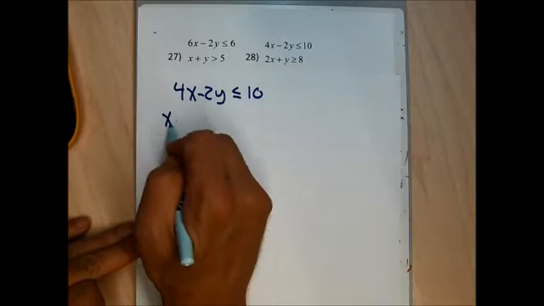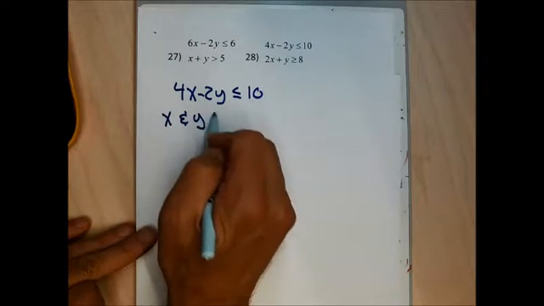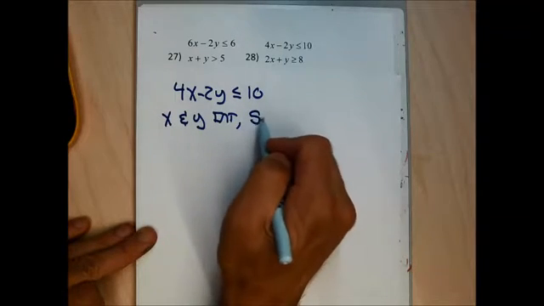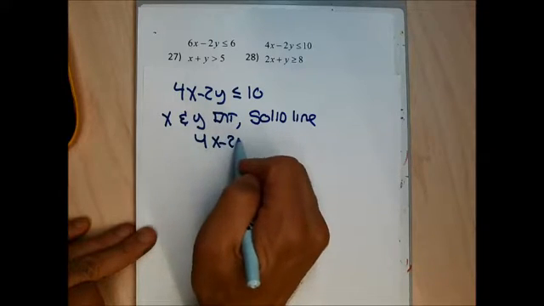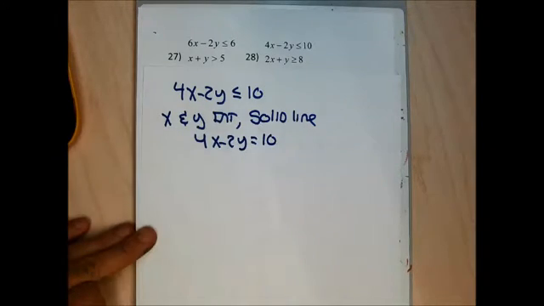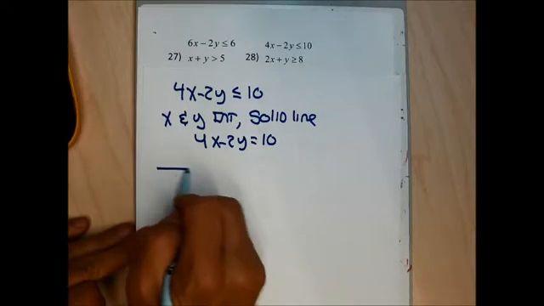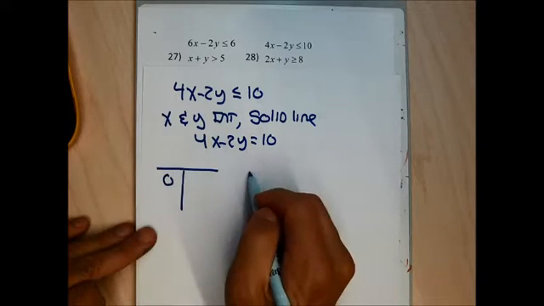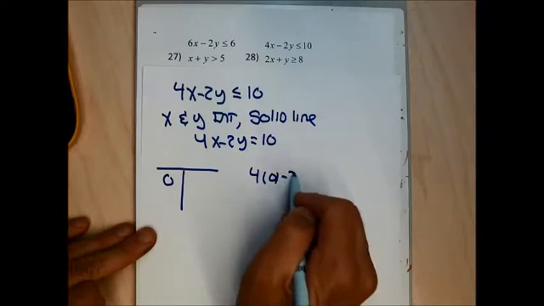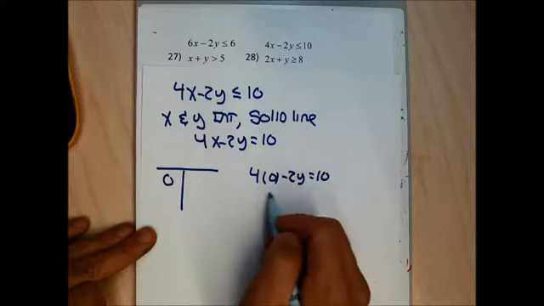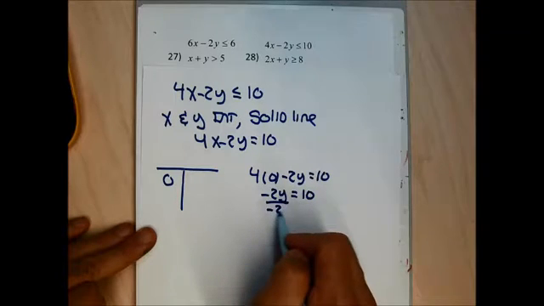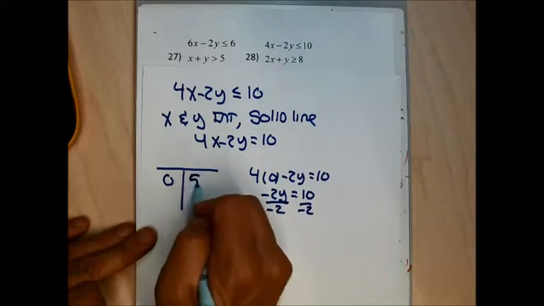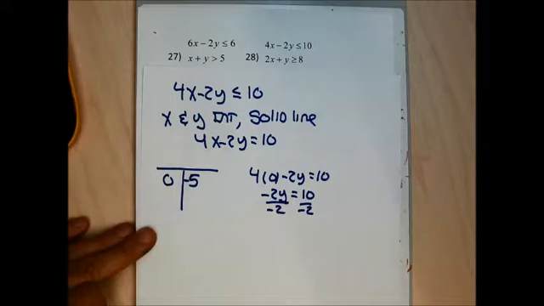I'm going to get the x and the y-intercept and make a solid line for 4x minus 2y equals 10. Really unfortunate because I'm going to get a fraction, but for me I might make it a decimal. So make my little table, plug a 0 in for x. I get 4 times 0 minus 2y equals 10. That gives me minus 2y equals 10. Divide by -2, divide by -2. I get a y-intercept of -5.